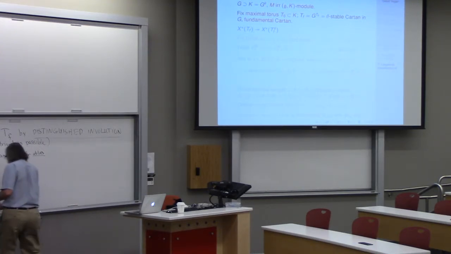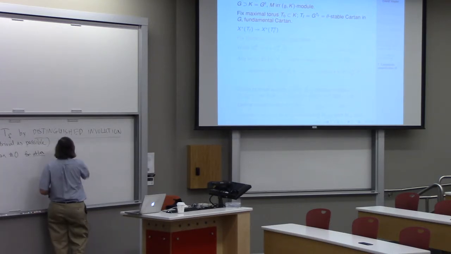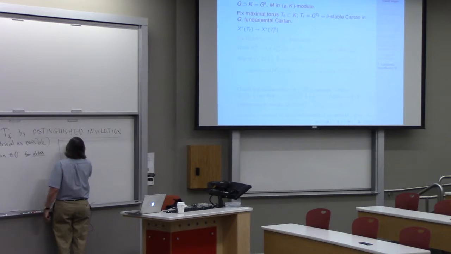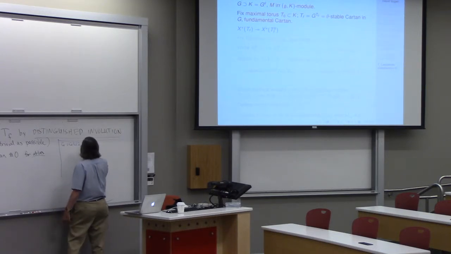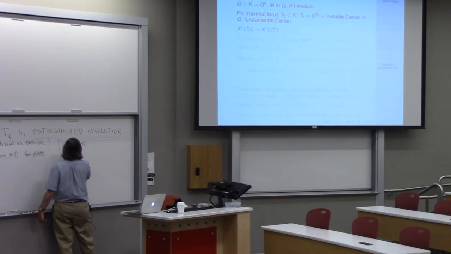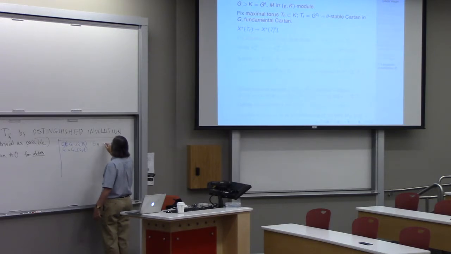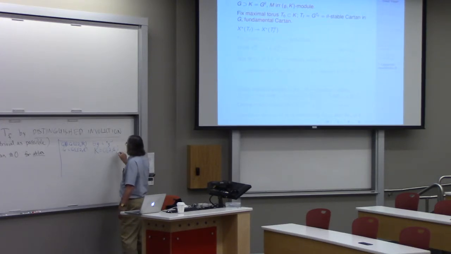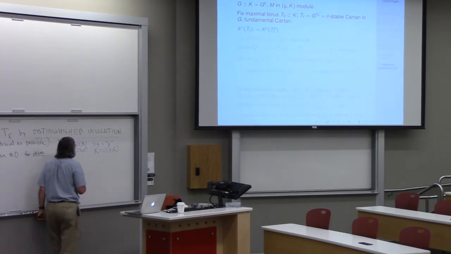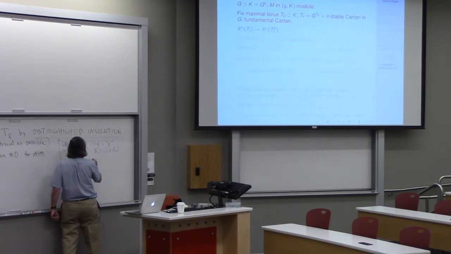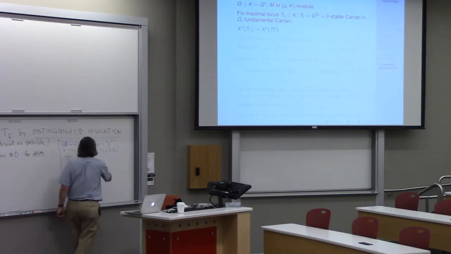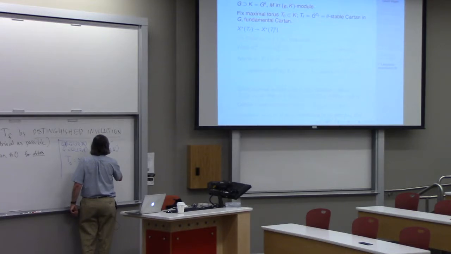Maybe I'll write an example, which is too complicated just to, let's take G to be GL2 of R. So G is GL2 of C, theta of g is g transpose inverse. K is O2(C). And so this T0 is SO2(C). So these are the matrices cosine z, sine z, minus sine z, cosine z.